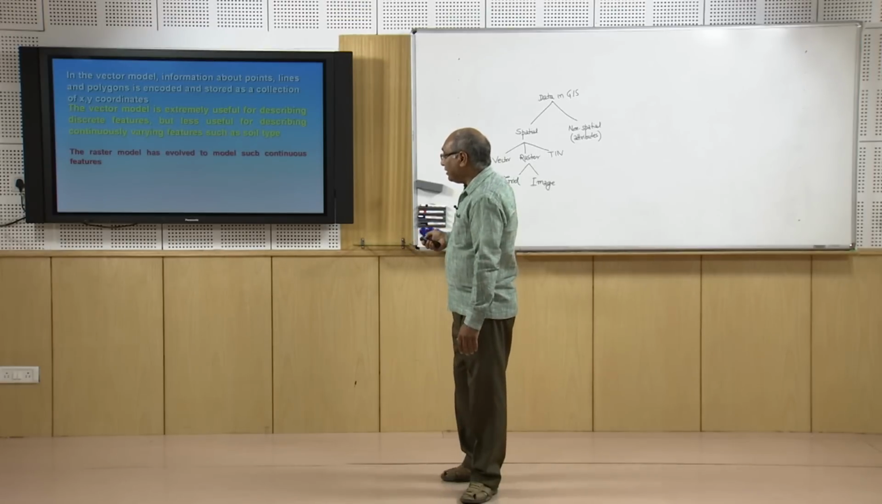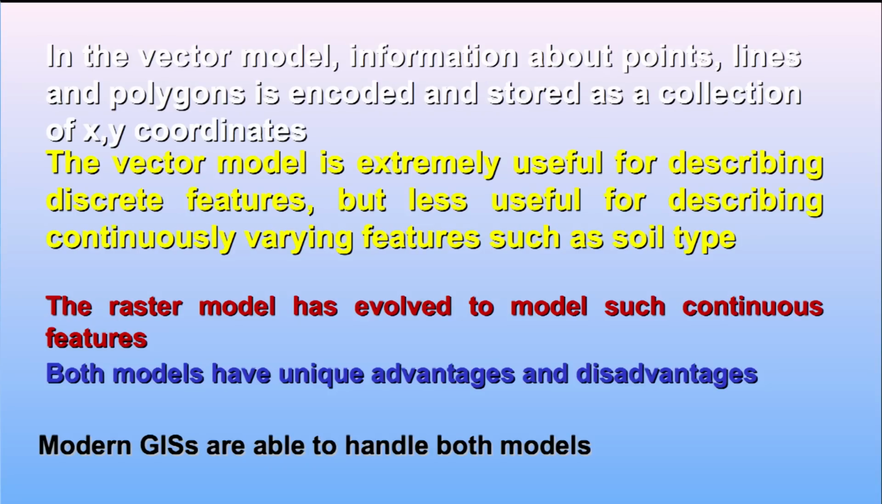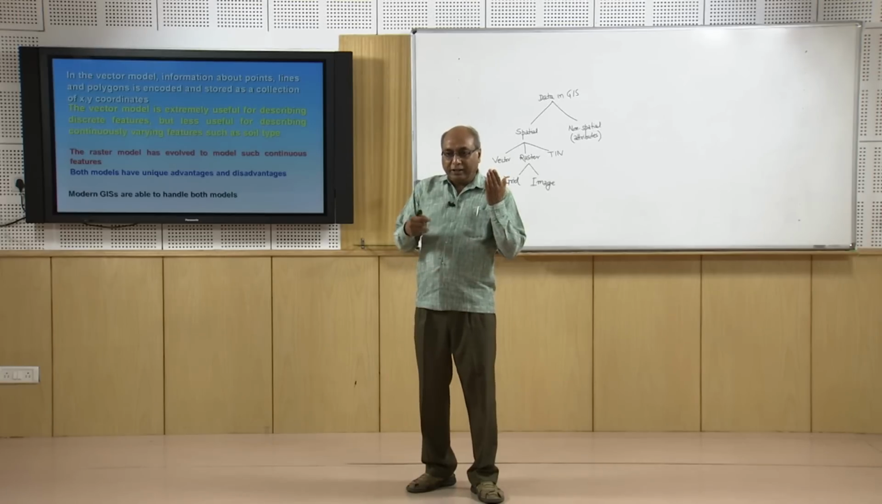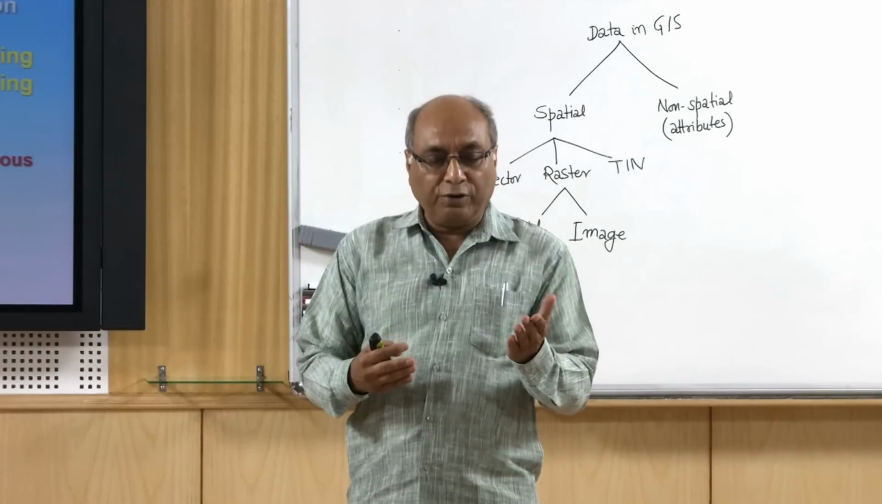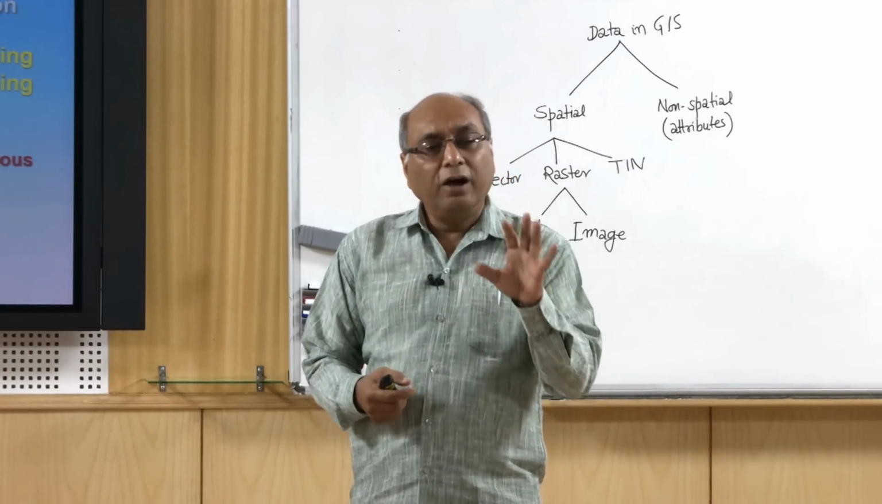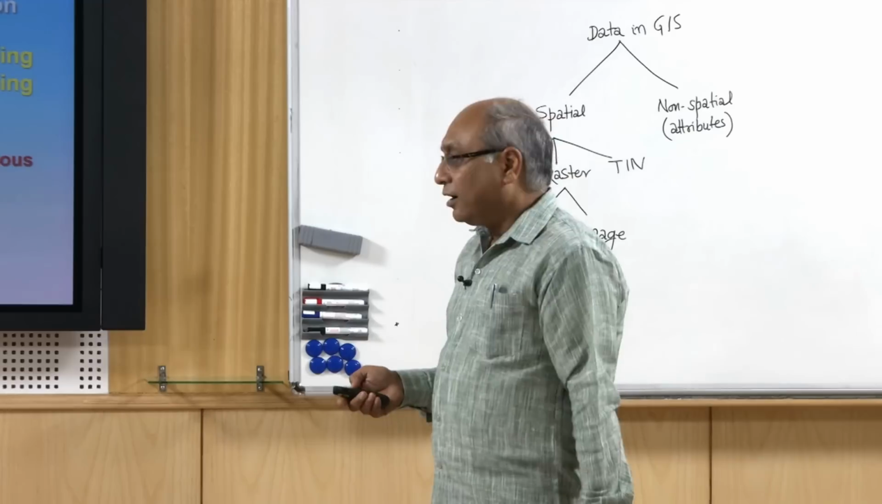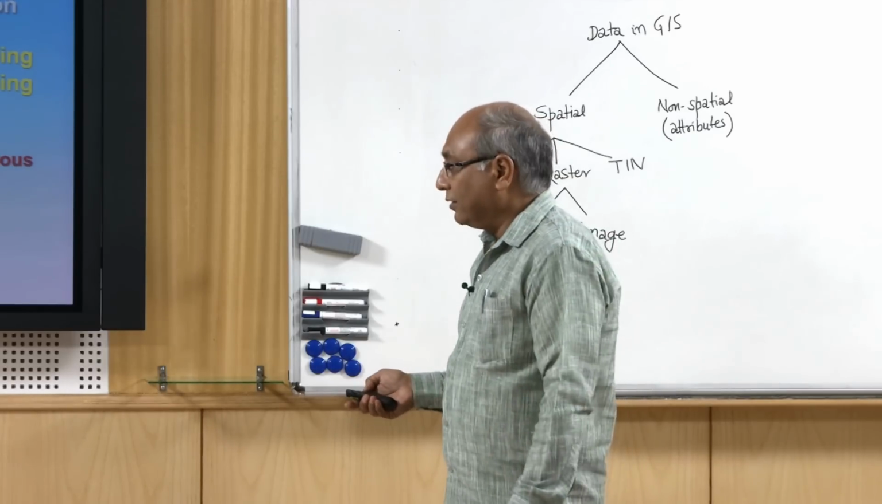Whereas raster is evolved for continuous data, continuous features. Both models have advantages and disadvantages, which we will see very soon, and modern GIS are able to handle both types of data models, or rather 3 types of data models: vector, raster and TIN. Another important thing is that GIS are nowadays capable of converting your raster to vector and vector to raster, however with some limitations. So a little later we will also see how we can convert from raster to vector and vector to raster.